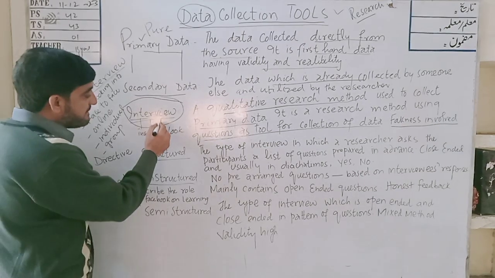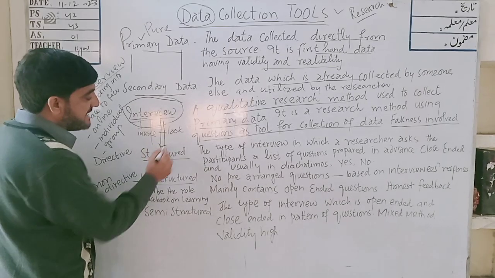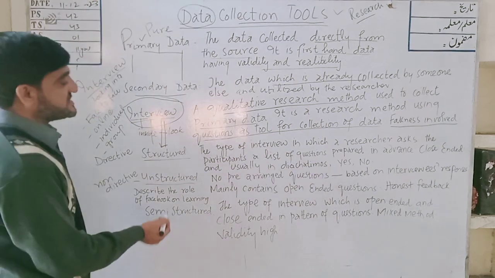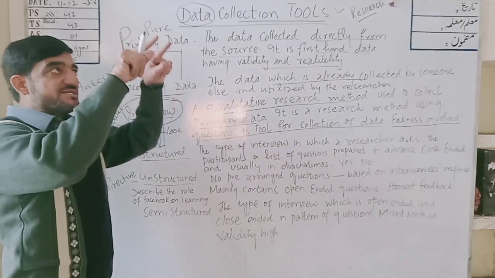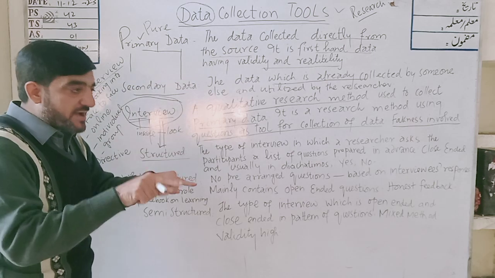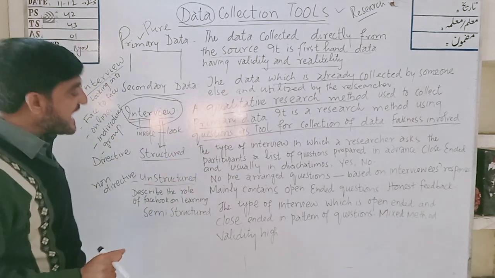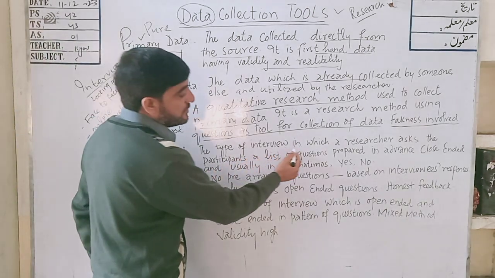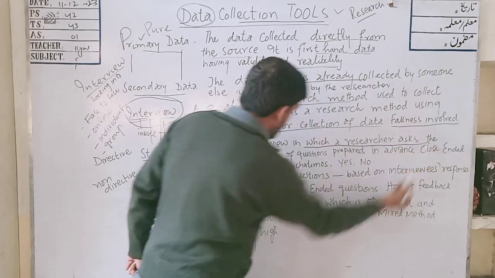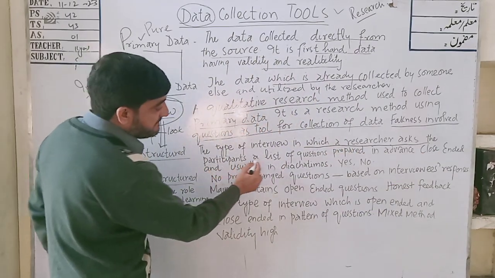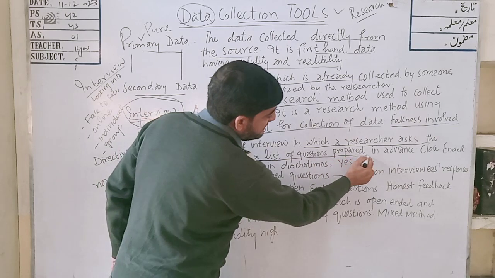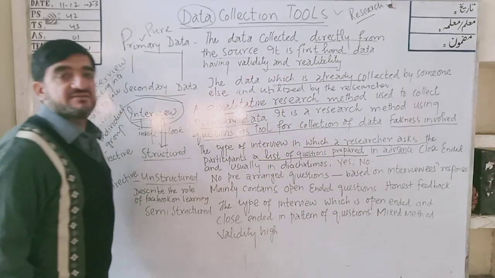Then interviews are further divided into three major types. The first one is called structured. Structured means which has a proper beginning, proper middle, and proper end. It is the type of interview in which a researcher asks the participant a list of questions prepared in advance.